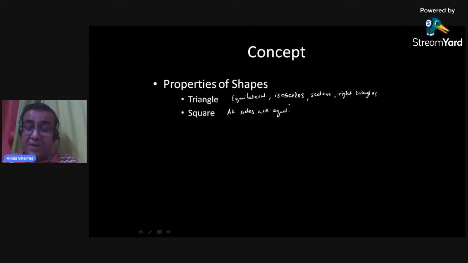Okay, next shape that we have is a rhombus. What are the properties of a rhombus? Well, again, all sides in a rhombus are also equal. But if all sides in a square are also equal, and all sides in a rhombus are also equal, how do we differentiate between the two?